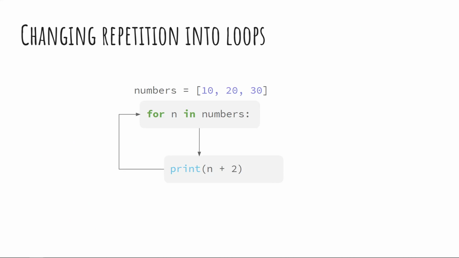So we're going to walk through how this goes. We can see that we have our list and we have the loop. So we start by saying n is 10, and we print n plus 2. And then we go back to the top. Then n is 20, and we print n plus 2 and go back to the top. Then n is 30, and we print n plus 2, and there's no more numbers to go over, so we're done looping, and we leave.